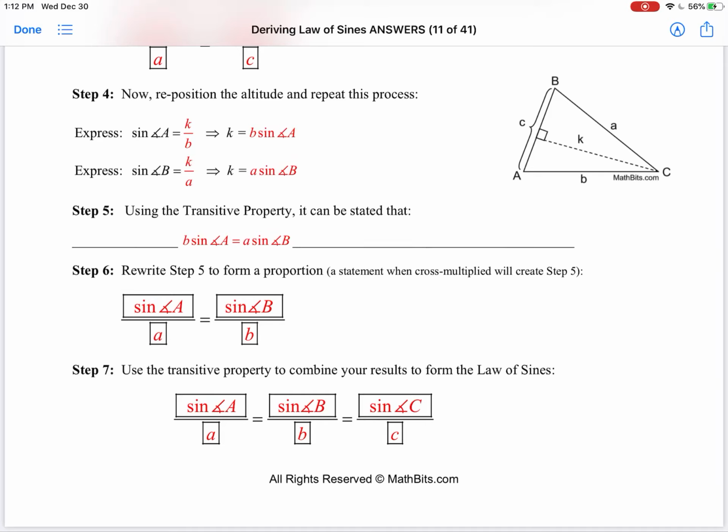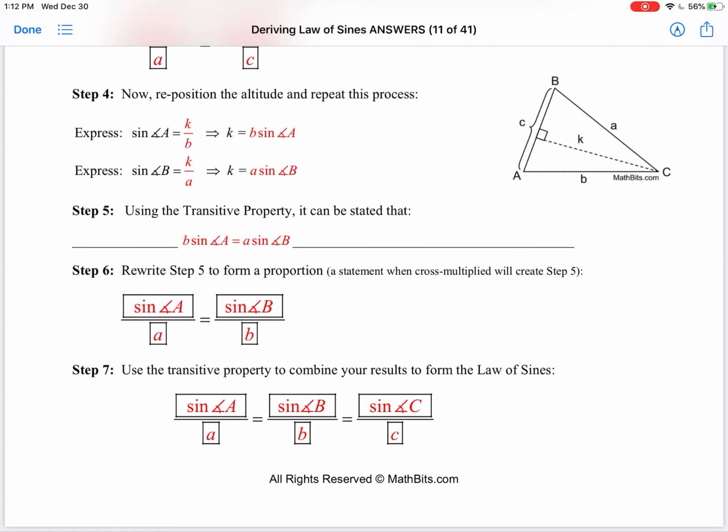Doing the same thing, but this time in reference to angle B, our opposite side is still K, while the hypotenuse this time is A. Again, you're using the triangle on top for that second part there. Also, if you need to see which triangle's which, I have that on my teacher notes for you guys. Solving for K there, cross multiplying, you get A sine of angle B.